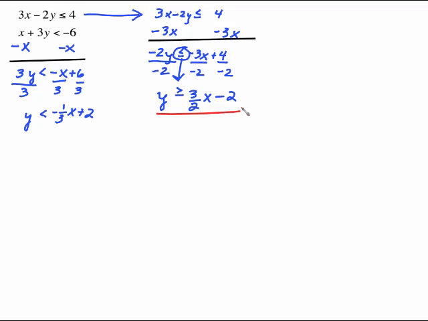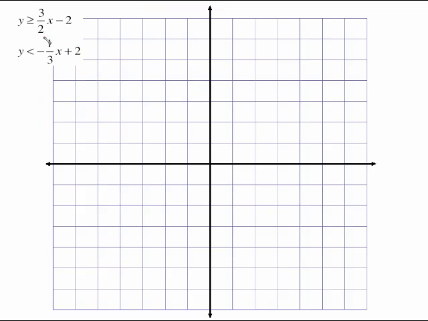That's going to be one of my inequalities to graph. The other one, subtract x from both sides, and then divide everything by 3. Remember, there's like a little 1 here, and that's how we get this inequality. So here are the two inequalities written up neatly, and let's graph them.